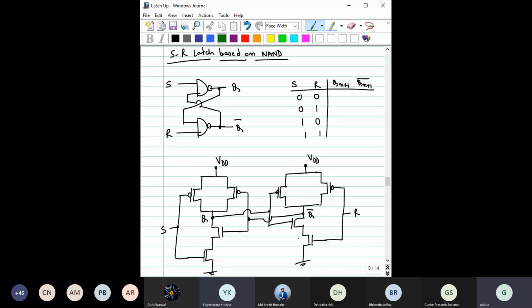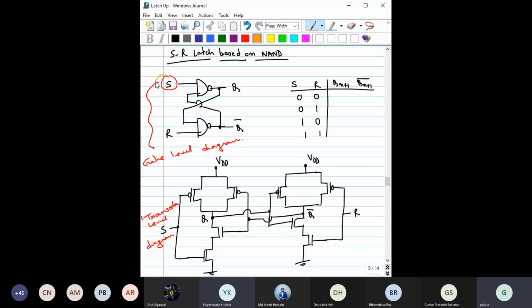Then we could have also implemented this SR latch using NAND gate, right? So this is the implementation. This is the gate level diagram. So remember, this is called gate level diagram. This is called circuit or transistor level diagram. Right? Transistor level diagram, gate level diagram.